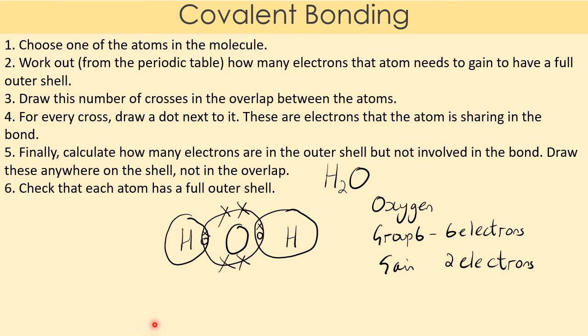I can now count up all of my electrons. So I've got 1, 2, 3, 4 not being shared, and 1, 2, 3, 4 that are being shared. Gives me a total of 8 electrons for my oxygen. My hydrogens, I've got 1, 2, and 1, 2, both of them being shared. That gives my hydrogens a full shell as well.